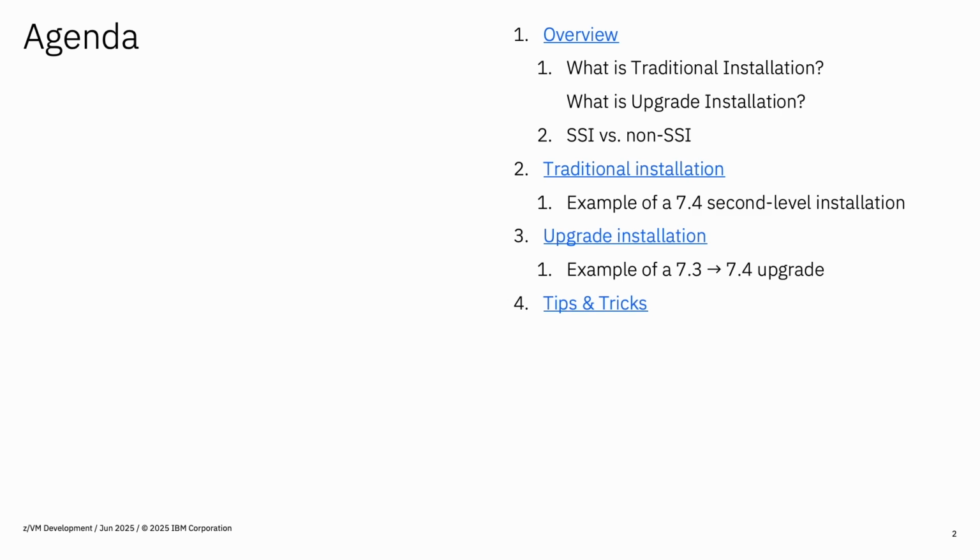So first we're going to do an overview of some important terms and concepts related to installation and upgrade. Then we'll run through two examples. The first will be a 7.4 second level traditional installation. The second will be a 7.3 to 7.4 upgrade installation. Finally, I'll share some of my tips and tricks that I've learned working on install.